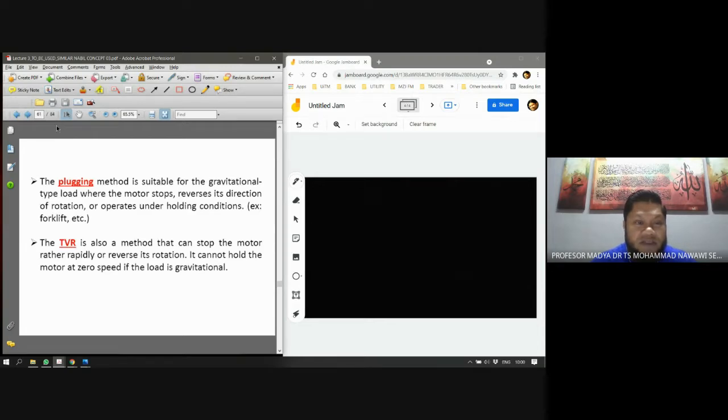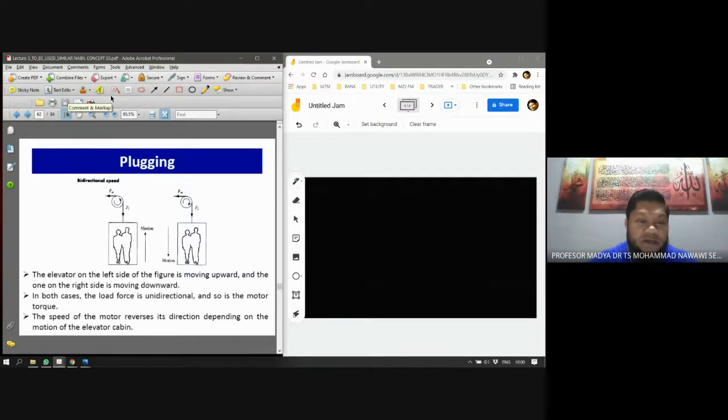The plugging method is suitable for gravitational-type loads where the motor stops, reverses direction, and rotation operates under holding. The TVR is also a method that can stop the motor rather rapidly or reverse its direction. It cannot hold the motor at speed if the load is gravitational. So this is to consider the plugging.